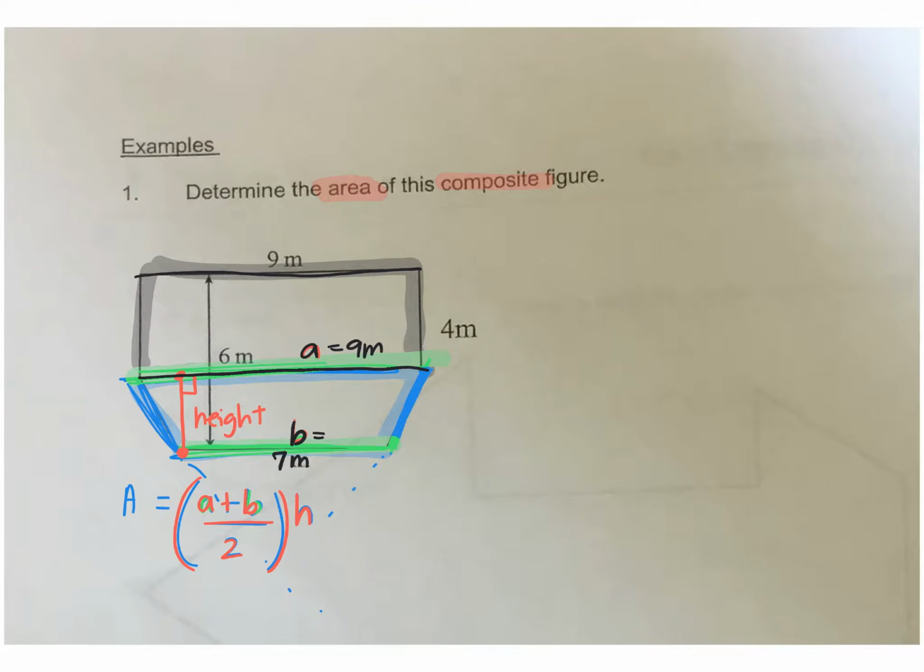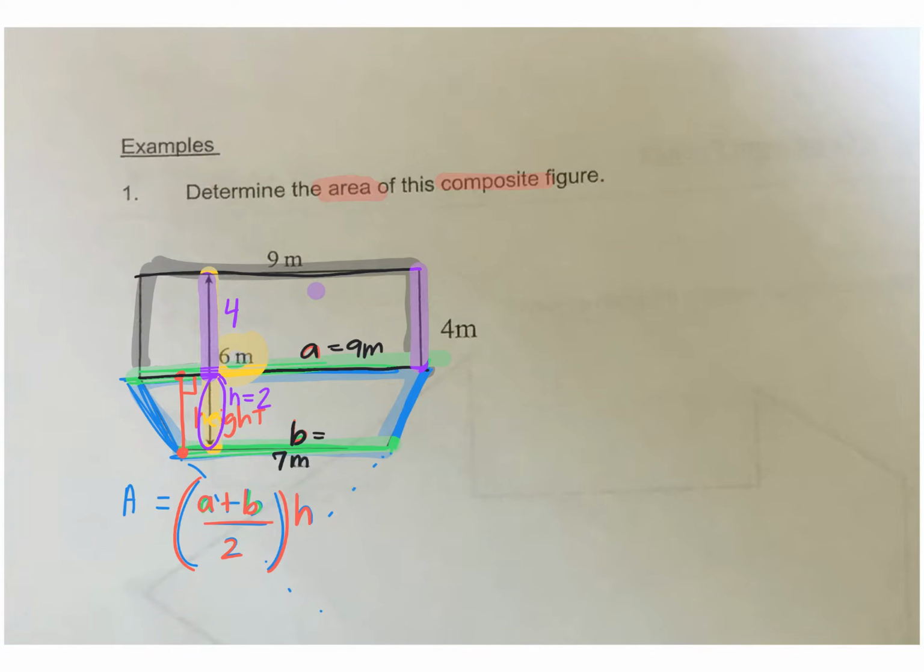Can we use the information in this diagram to figure out H? I'll highlight some stuff for you. We know the total distance from here to here is 6. I know the distance from here to here is what? 4. So can we figure out the distance from here to here? If the whole thing is 6, I know part of it is 4. What am I going to do? Yep, 6 minus 4 equals 2.